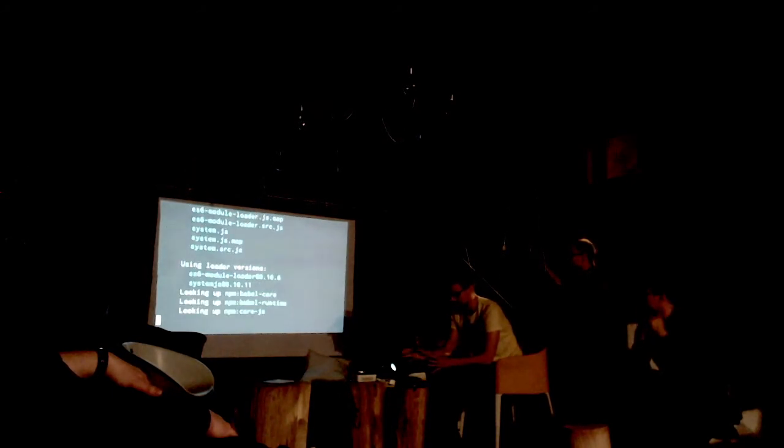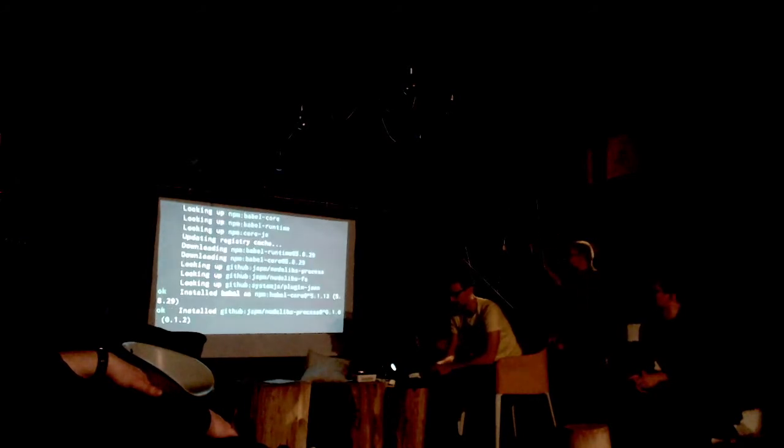So I'm just saying that I want Babel, and it fetches some dependencies. As you can see, it fetches some dependencies from npm. So in this case, it fetches Babel core, etc. And it fetches some dependencies from GitHub as well. So we don't have to worry about the nitty-gritty details of how it works. So yeah, let's wait a minute.